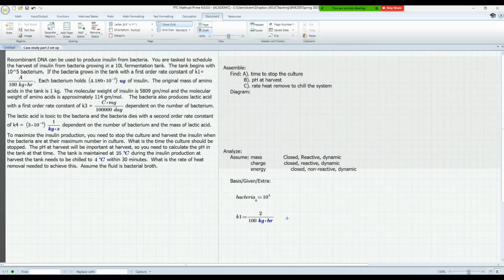K2 here, this is going to be one that's difficult to figure out from the problem statement, but it's basically going to be used for the insulin production. I'm just going to set up, because we know the bacteria holds this much, the insulin is going to grow at K1 times basically the mass of insulin that each bacteria has. I need to teach it what a microgram is, so let's do that real quick.